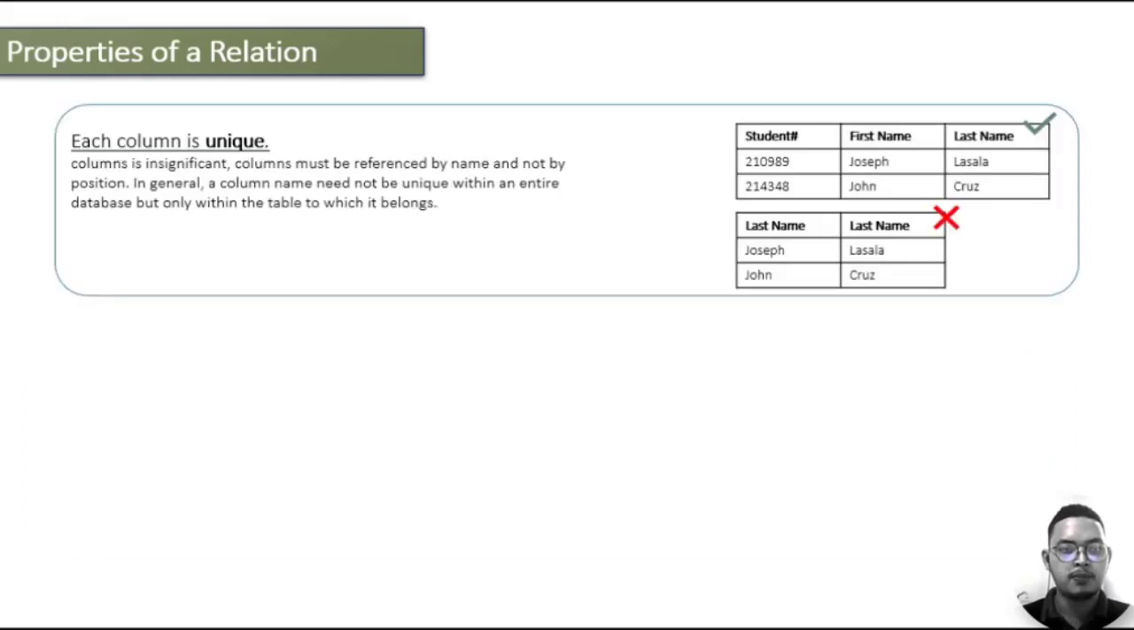Next, the last property is each column is unique. Because the sequence of columns is insignificant, columns must be referenced by name and not by position. In general, a column name need not be unique within the entire database but only within the table to which it belongs. So remember, not all tables are relations.